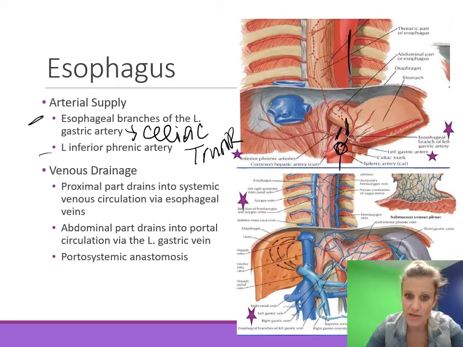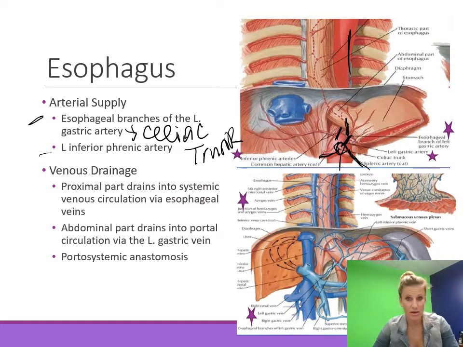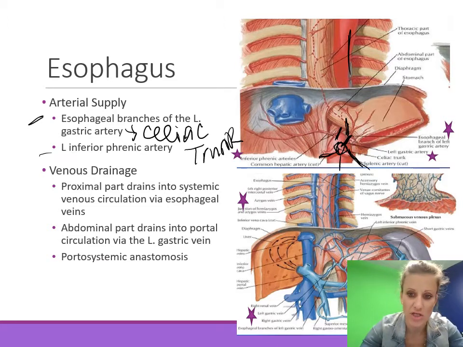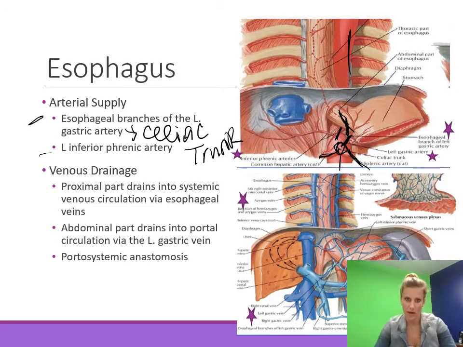The celiac trunk then branches, and we have the common hepatic artery going over to the liver, the splenic artery going to the spleen, and the left gastric artery, okay, that goes up, and it goes to the stomach, hence being called gastric, but it also has esophageal branches that go to the esophagus.